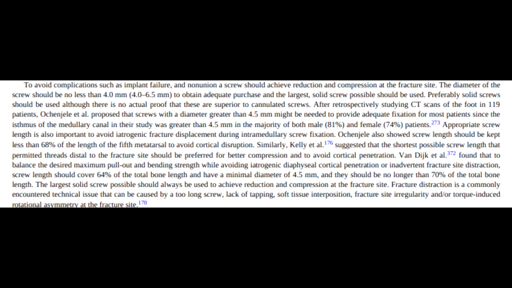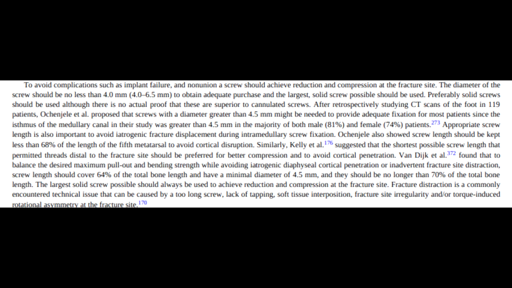Screw length must also be chosen carefully. If the screw is too long, it can displace the fracture, penetrate the cortex, or create rotational asymmetry. Different authors suggest keeping the screw length roughly 2/3 of the metaphyseal length, and certainly no longer than about 70% of the total bone length, with the threads just distal to the fracture. Common technical problems in the surgery: too long a screw, failure to tap, soft tissue interposition, or irregular fracture surfaces can all lead to distraction at the fracture site and non-union.